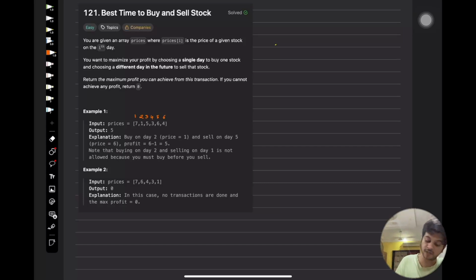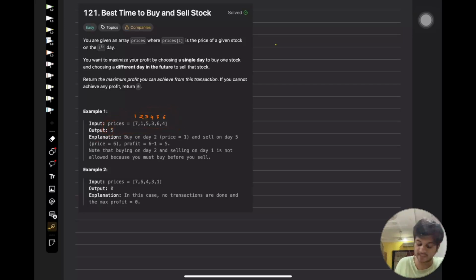Now you want to maximize the profits. So what we are supposed to do is maximize the profit from each transaction. And if you cannot return any profit, then return zero. So for example, let's take the first one which they have given. These are the prices, and the answer is 5.